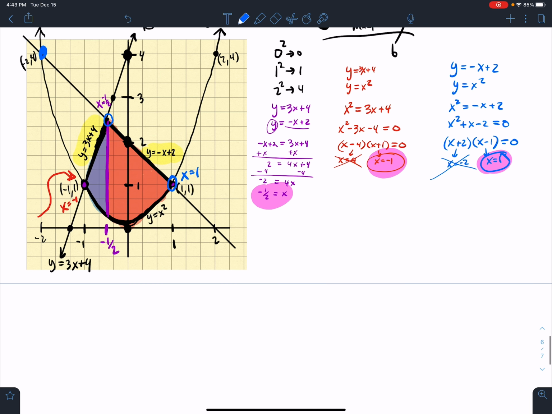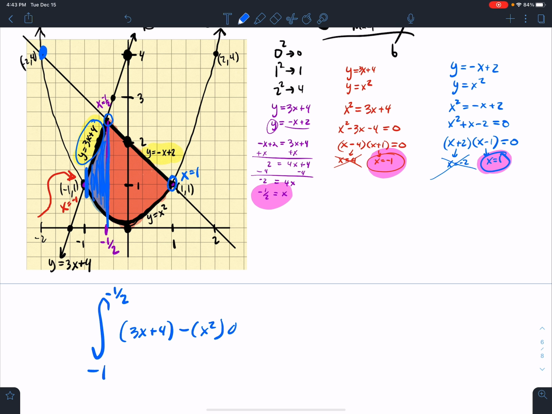So my integral, I've got two integrals. I've got this blue one first. So integral left to right. So I start summing at -1, and I sum rectangles all the way to -1/2. And what are they? Top minus bottom. The top is 3x plus 4 minus the bottom. The bottom equation is x squared. Okay? dx.